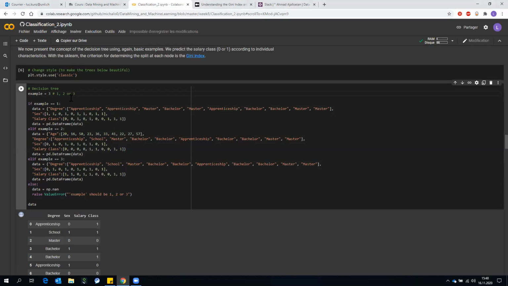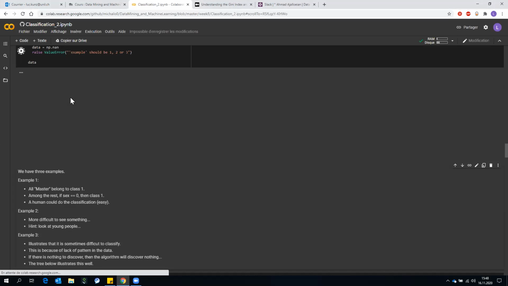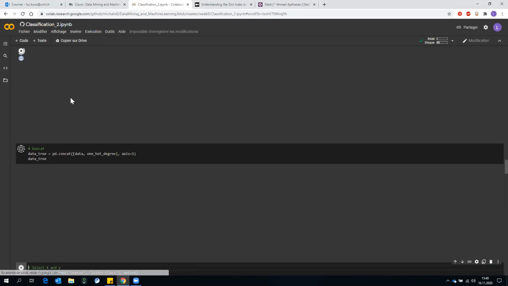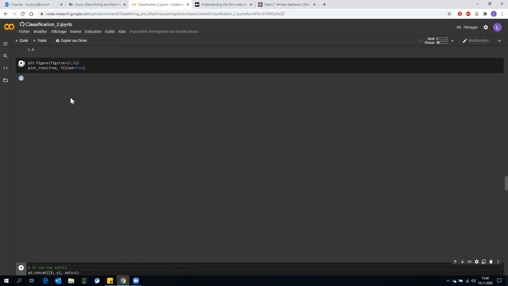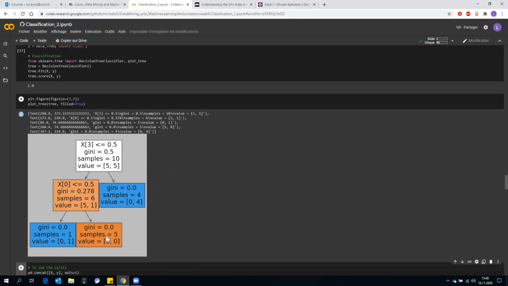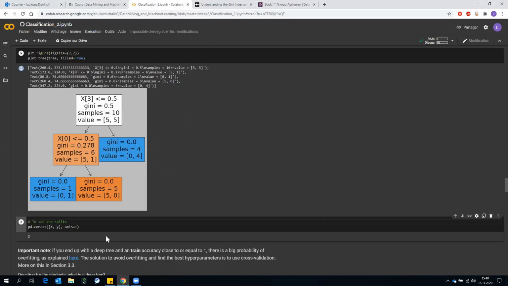If I come back to example 1, the depth was 2, and this was fine. The tree is not too deep. So yes, it depends on the number of classes you have.